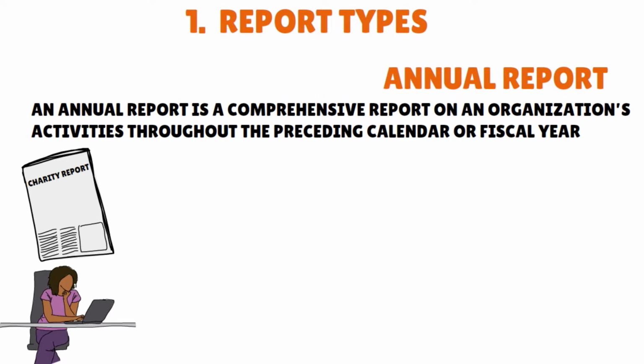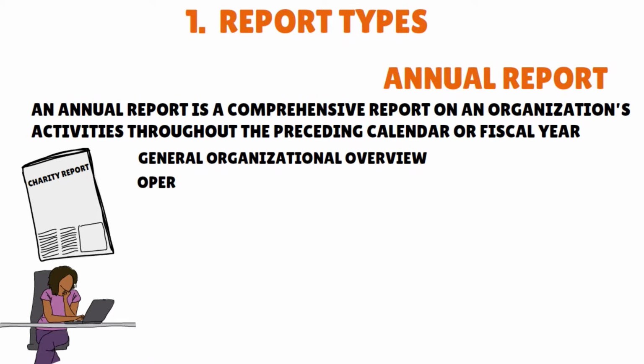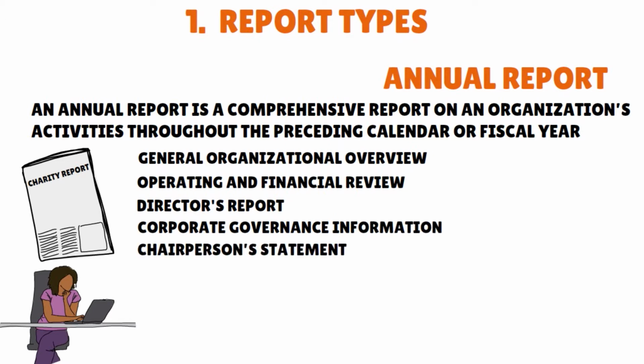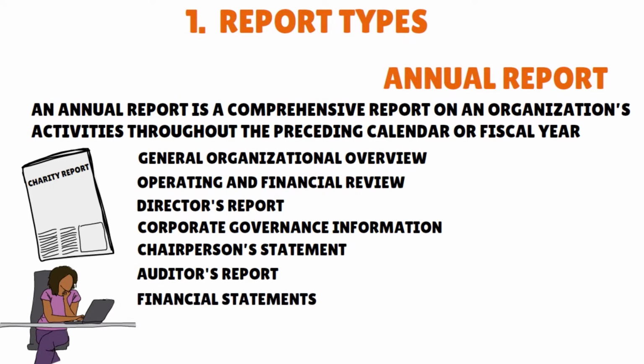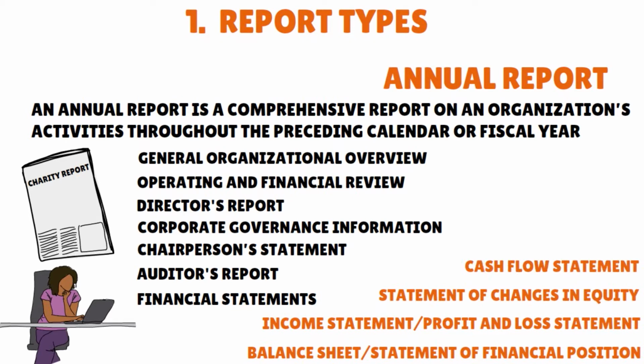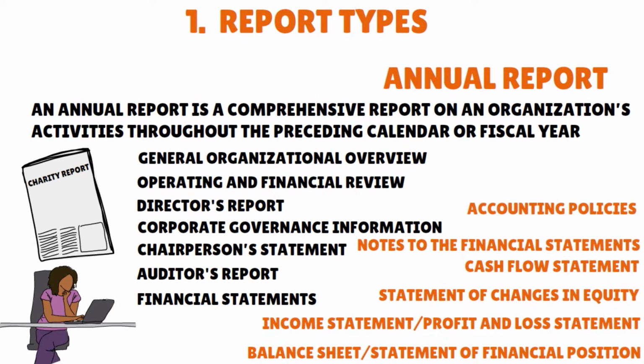So usually you have elements such as general organizational review, operational and financial overview, director's report, corporate governance information, the chairperson statement, auditor's report, and financial statements. Here I'm talking about balance sheet, income statement, statement of changes in equity, cash flow statement. In addition, you also have notes to the financial statements and accounting policies.